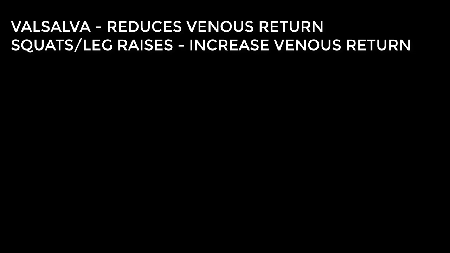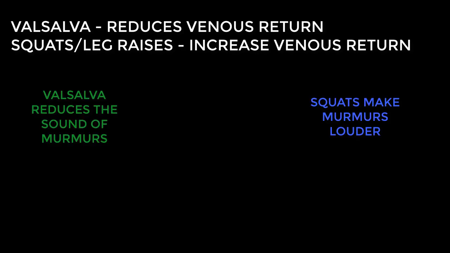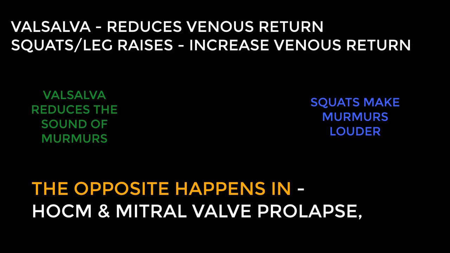In all cases, apart from HOCM, hypertrophic obstructive cardiomyopathy, the murmur will increase whenever you increase the venous return. So if you increase venous return in a person with HOCM, their murmur will decrease. Whenever you do Valsalva and decrease the venous return going to the heart, it will increase the murmur sound. Mitral valve prolapse does the same: it will decrease whenever you increase the venous return to the heart, and it will increase in sound whenever you decrease the venous return to the heart.